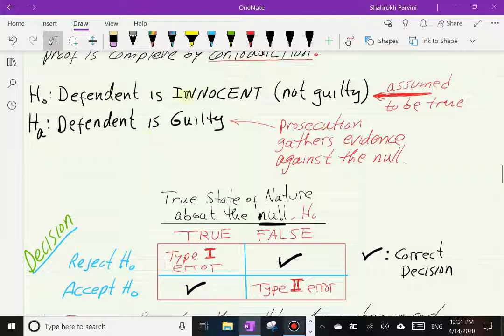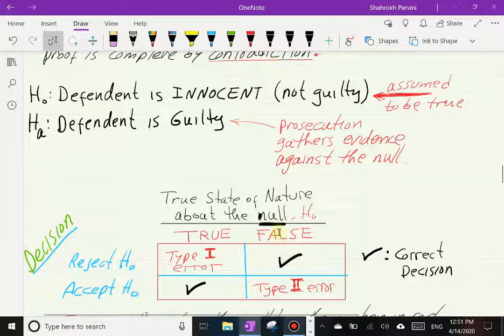This person is truly innocent, and the jury comes out and accepts the hypothesis of innocence. So the person is innocent, the jury finds him innocent. It looks like the correct decision is made. That's why I put a check here. So everything is fine now. In this cell, the upper right cell, I have a check mark.